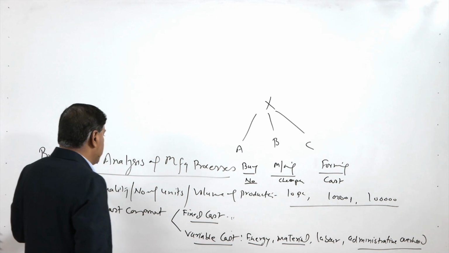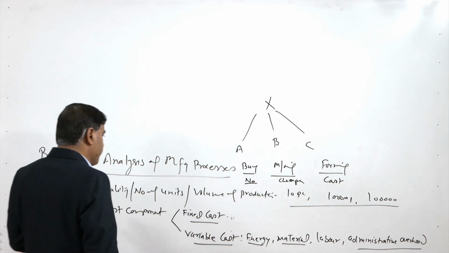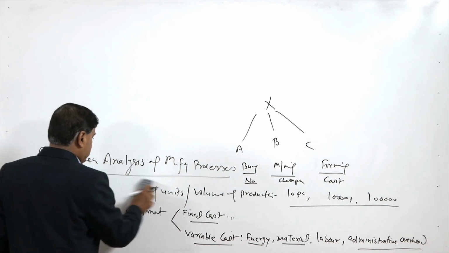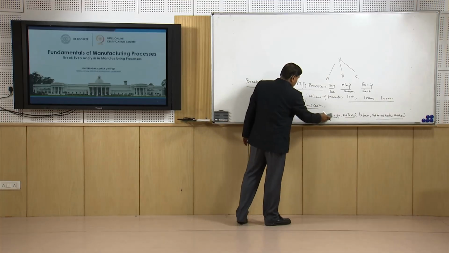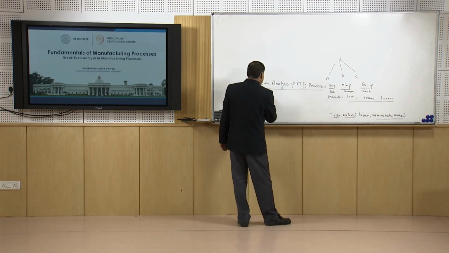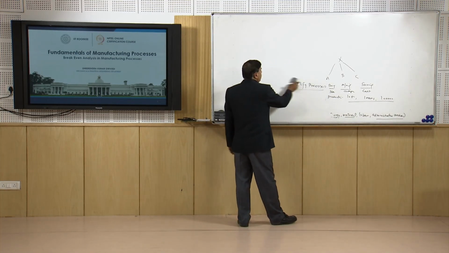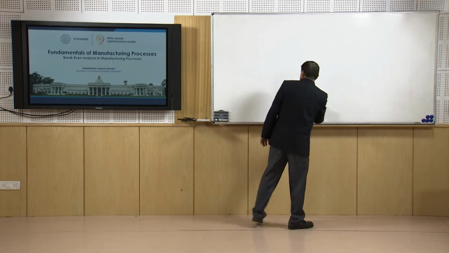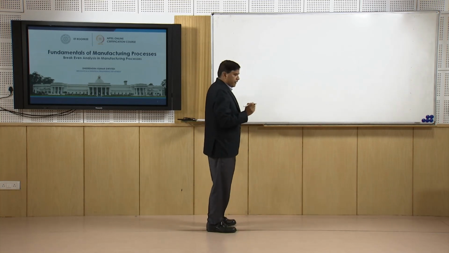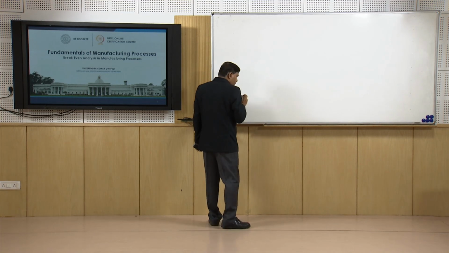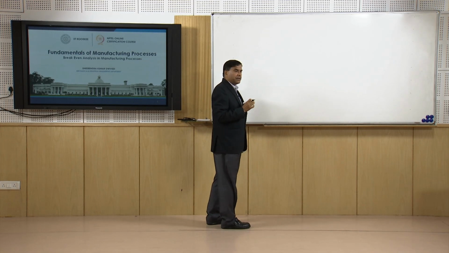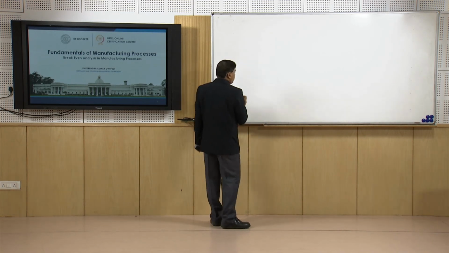So, these are the three things that are used for the break even analysis to identify the best possible manufacturing process or the combination of the manufacturing processes. So, let us first understand what we mean by the selection of a manufacturing process or selection of a combination of the manufacturing process.